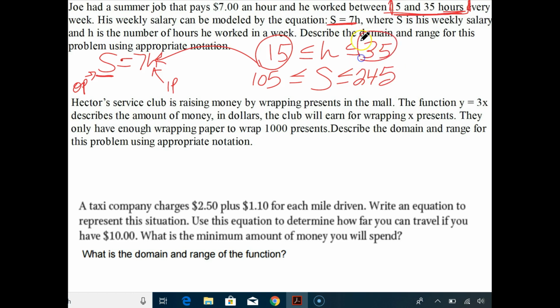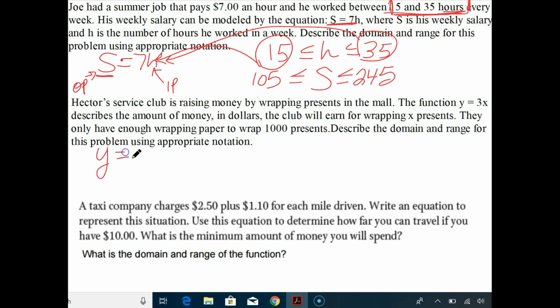Put this here as well, because this is my domain. This is my input. All right. Hector Service Club is raising money by wrapping presents in a mall. The function y equals 3x describes the amount of money in dollars the club will earn for wrapping x presents. They only have enough wrapping paper to wrap 1,000 presents. Describe the domain and range for this problem using appropriate notation.